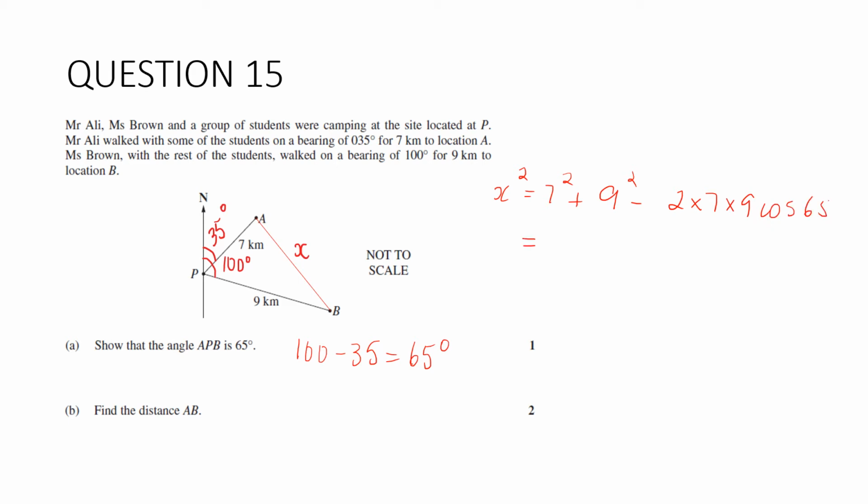And I'll just grab my calculator. We are going to do 7 squared, 49 plus 81, take 2 times 7 times 9 times cos 65 and I get 76.75. We need the square root, of course, and that's going to give us 8.76 kilometres.